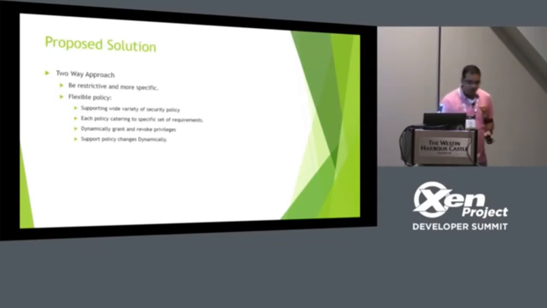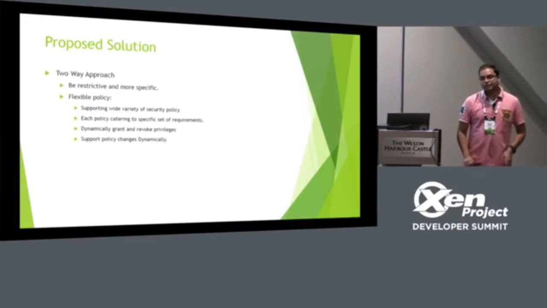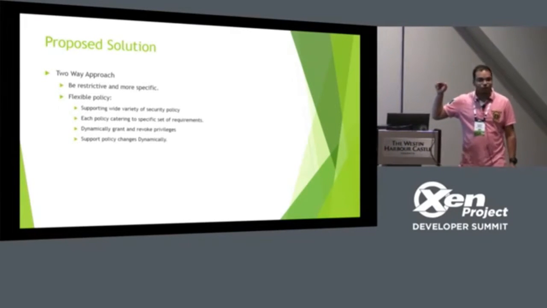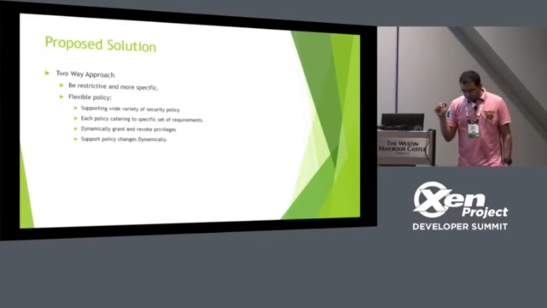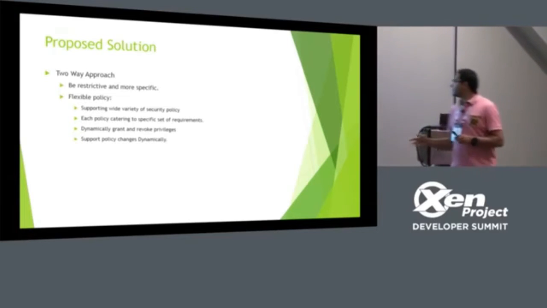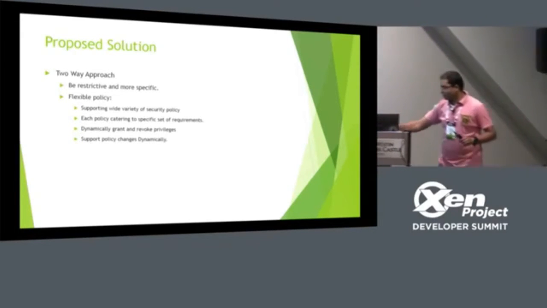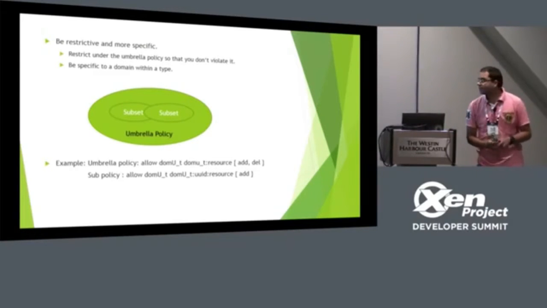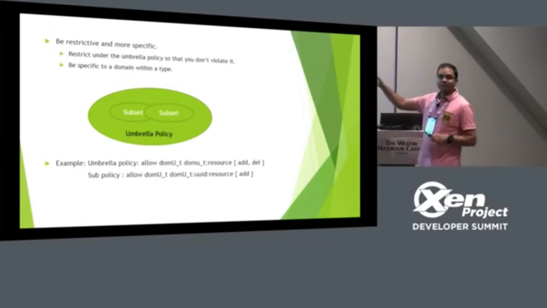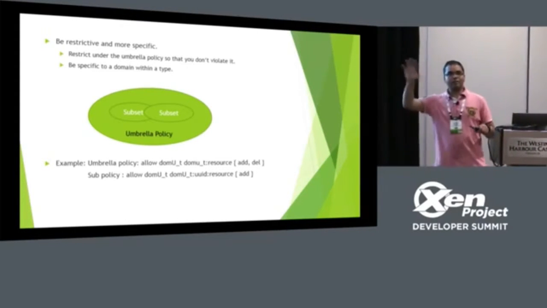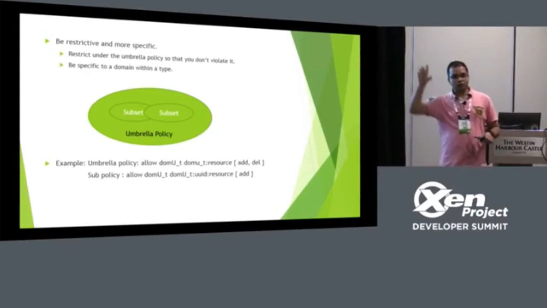So what I'm proposing is to be restrictive and be specific, and second, a flexible policy. I will come into the detail of flexible policy later. In being restrictive and specific, what I'm trying to introduce is a possibility to introduce a subset of the umbrella policy. So we have an umbrella policy, such as the introspection domain type or the resource sharing type.